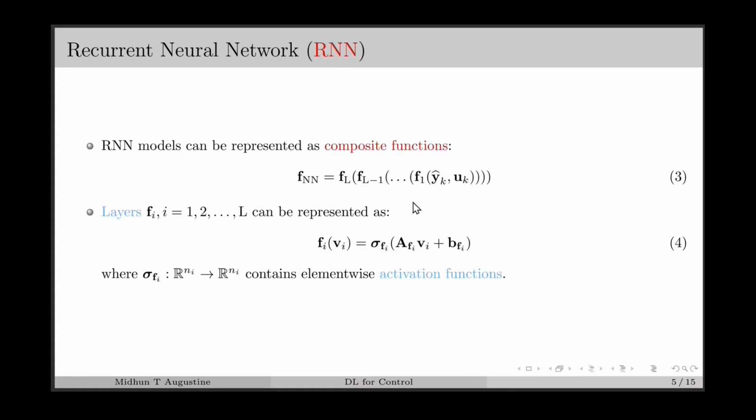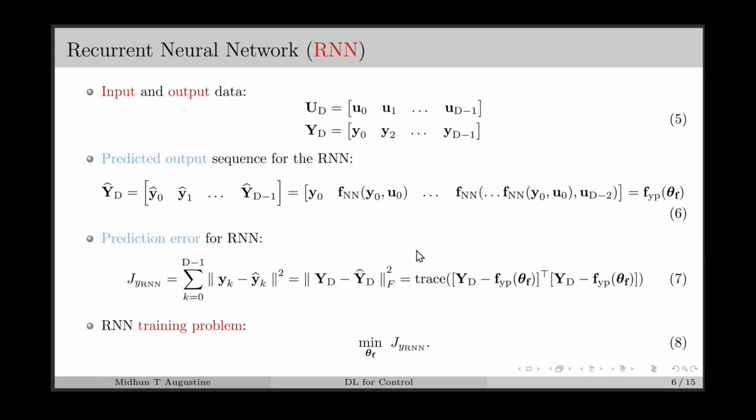We can select the RNN function as a deep neural network model containing L layers, and each layer can be represented as a composite function as in equation 4. Let's consider the input and output data is available, which can be represented as in equation 5, where U_D contains all the input training data, which consists of u_0 till u_{D-1}. We have D samples of the input vectors. Now, the predicted output using RNN can be computed as in equation 6, where Ŷ_D denotes the predicted output sequence, which consists of y_0, which is available.